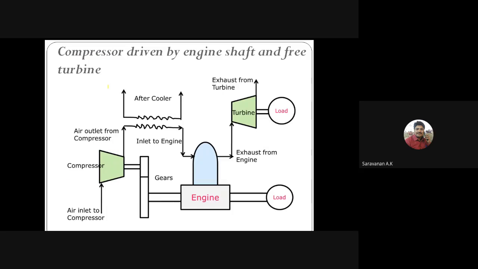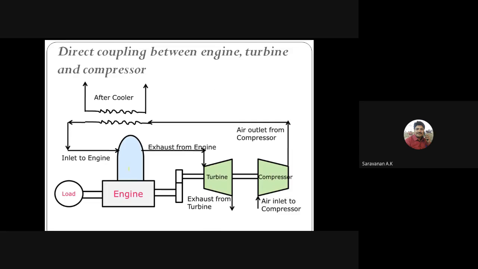And the compressor will be driven by the engine shaft, and here we are using the turbine also. The turbine will be somewhat free, so the compressor works by the engine output. This is one type of method. And the last method: the turbine and the compressor will be coupled through the engine output. So there is direct coupling between the engine, turbine, and the compressor.